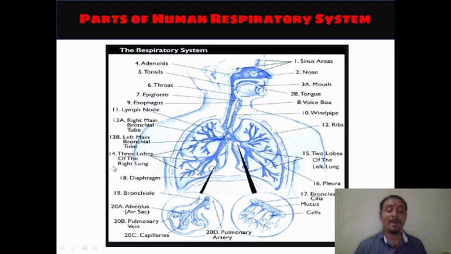Then the 18th part of this respiratory system is the diaphragm. When you inhale air, the diaphragm goes down. When you exhale air, the diaphragm goes up.